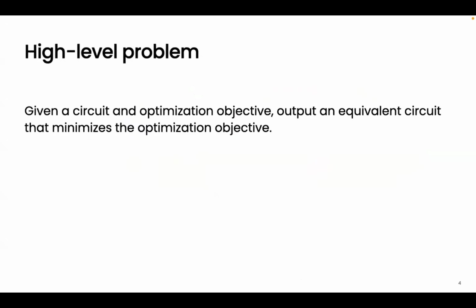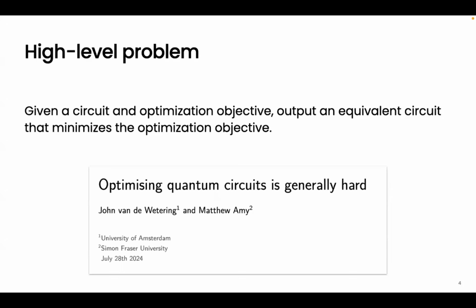So the high-level problem here is, given a circuit and some optimization objective, we want to output an equivalent circuit that minimizes it. And this problem is in general hard. The result from this paper in particular is saying, given a circuit and a number of gates, the decision problem of does there exist an equivalent circuit with some other number of gates, that is hard, that's emphasized.